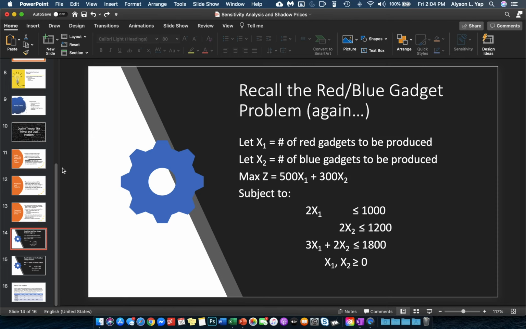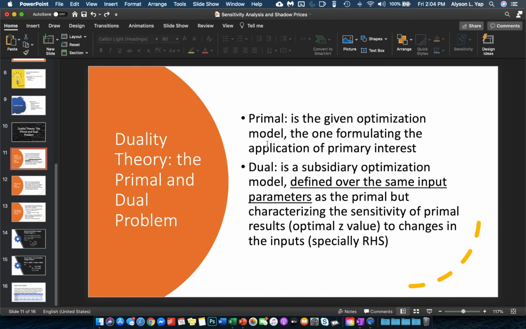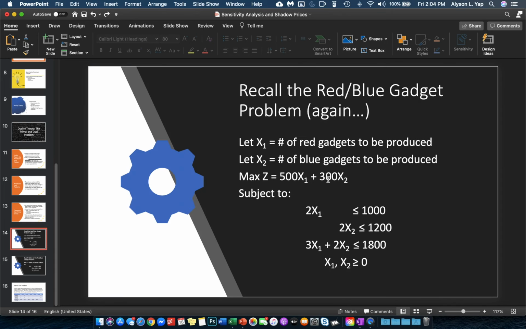And according to duality theory, if this is the main linear programming model, then we can say that this linear programming model is our primal problem. It is the given optimization model, the one of our main primary interest. Okay? And according to duality theory, if this primal problem exists, then there exists a dual problem.